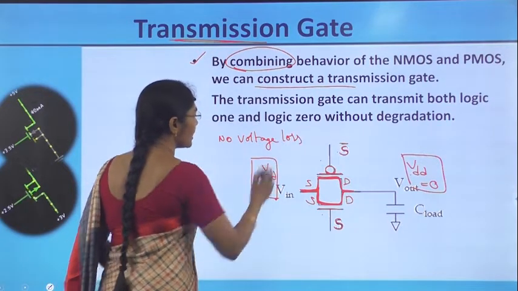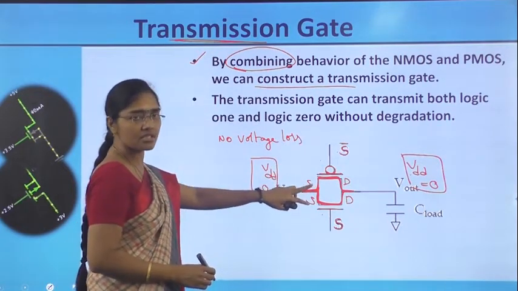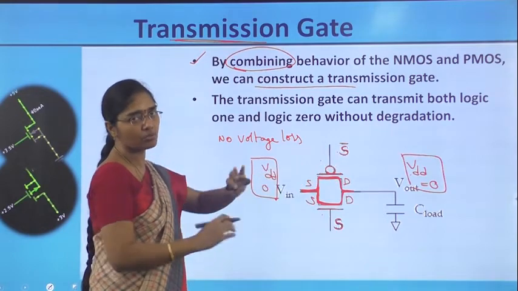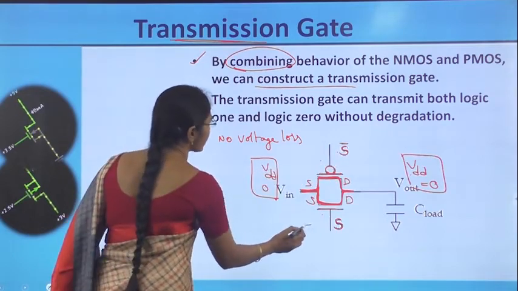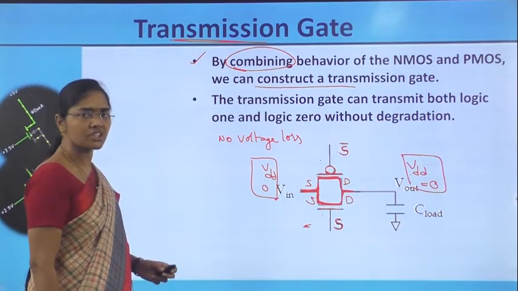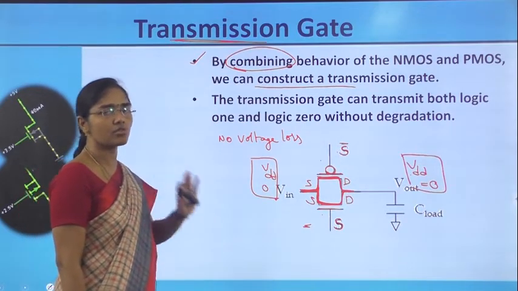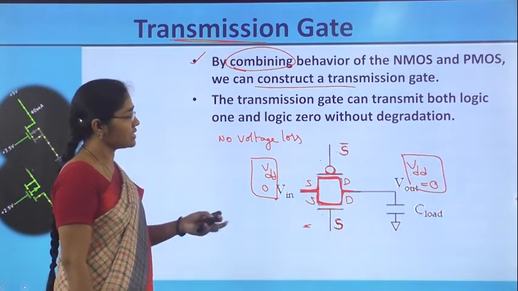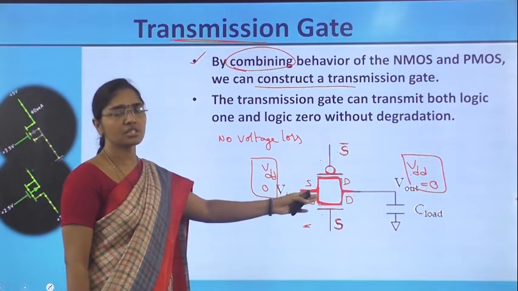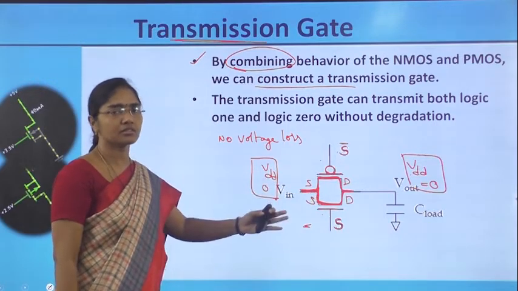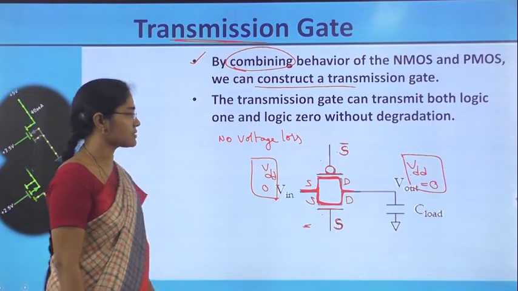By combining the advantages of both transistors, we get the advantage in both logics. That is the transmission gate. There is no voltage loss, there is no voltage degradation. So instead of a pass transistor, we can use this transmission gate everywhere in all applications.